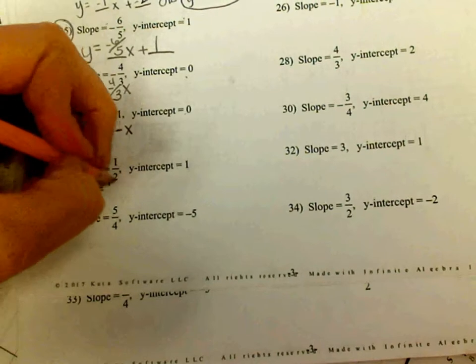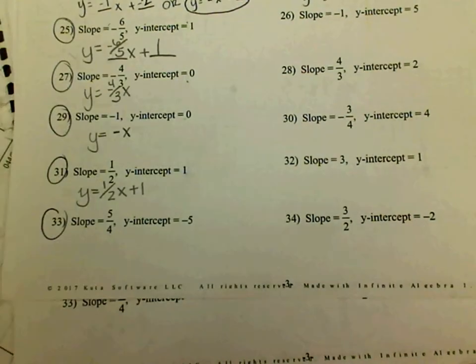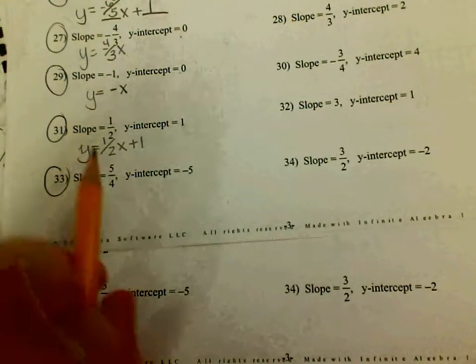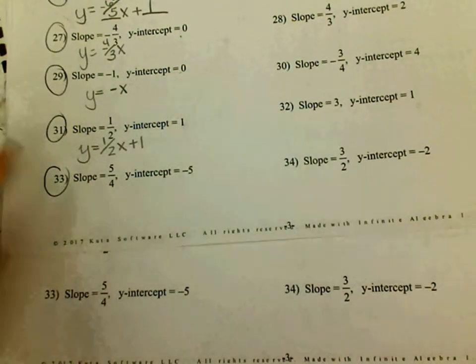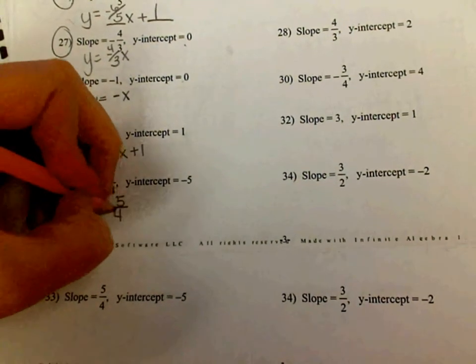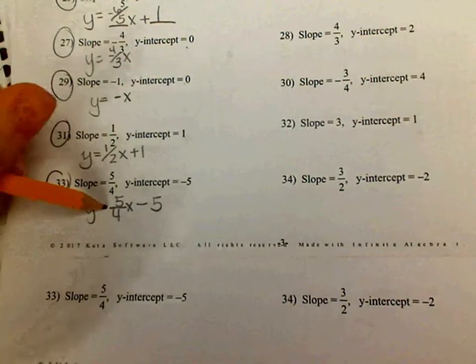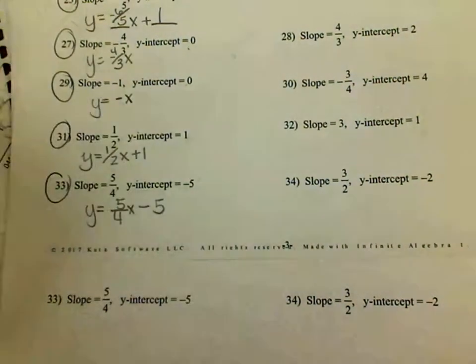Okay, 31. Y equals 1/2 x plus 1. Super easy, just filling in the blanks. And 33, y equals 5 over 4x minus 5. So your slope goes here, your y-intercept goes here, and that is it.